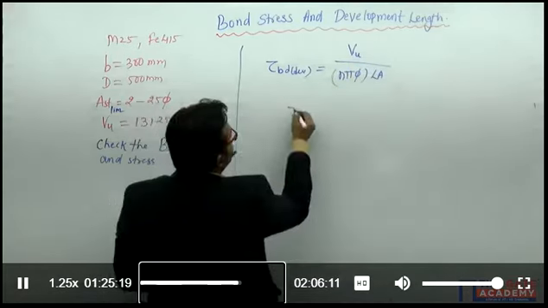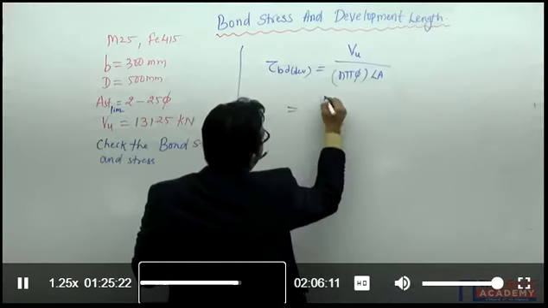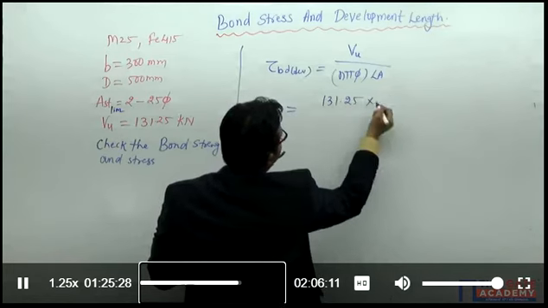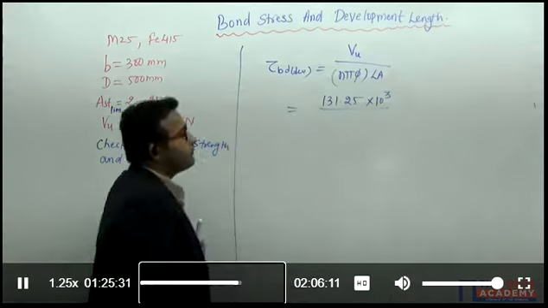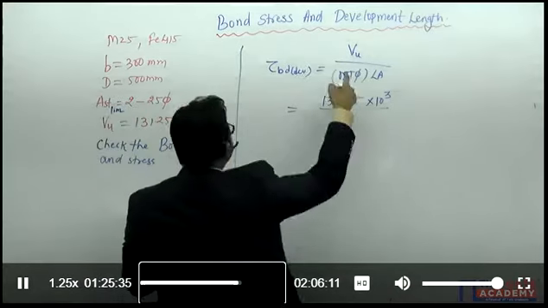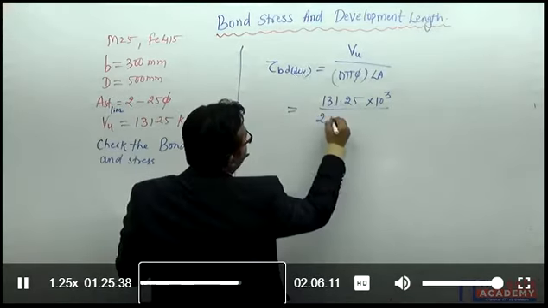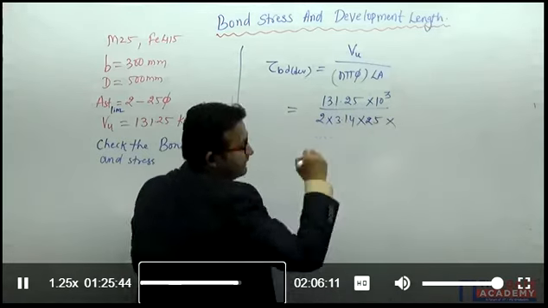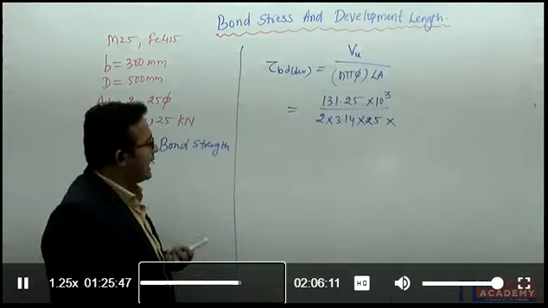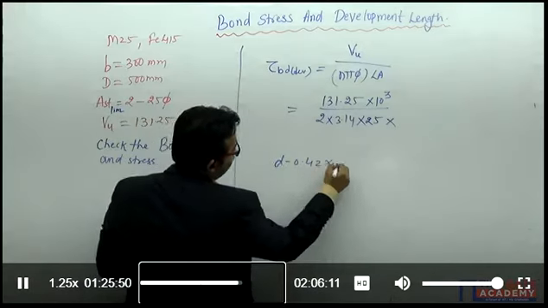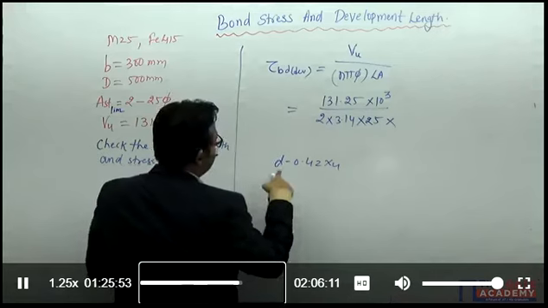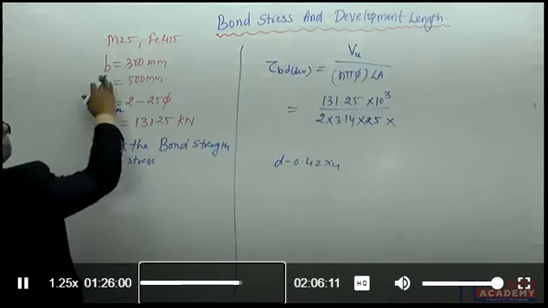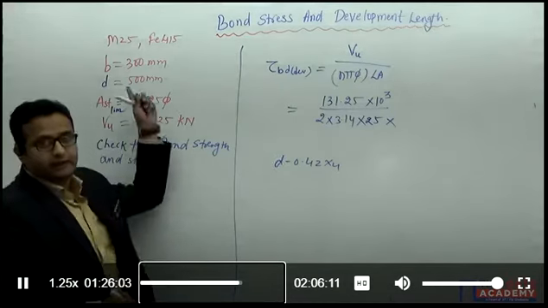Right? The VU is 131.25 kilonewton. Here I can write in Newton, that is 131.25 into 10 to the power 3. Then N is the number of reinforcement bars, that is 2, pi is 3.14, phi is the diameter of the bar, that is 25, and the lever arm. The lever arm for the limiting section, I know, is D minus 0.42 XU. I can write D, they have given. Suppose this D is the effective depth, 500 mm.